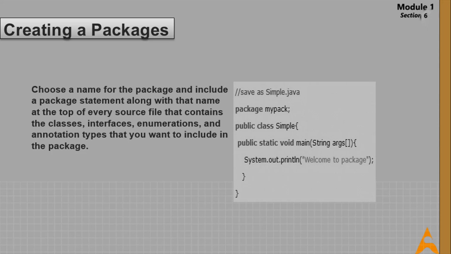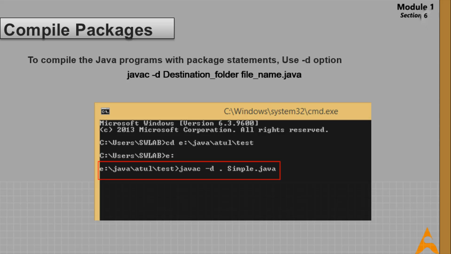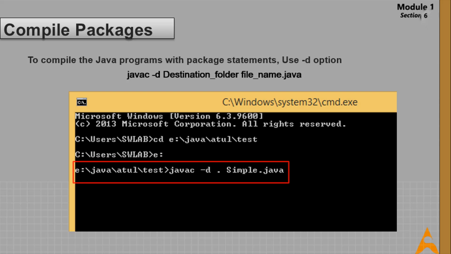Write the code as given. Save the file. Now let's compile it. Open the command prompt and move to your folder. Write javac -d with the destination folder path followed by your class name. I want it to be in the same directory, so for the same directory I am using a dot. So my syntax is javac -d . Simple.java.